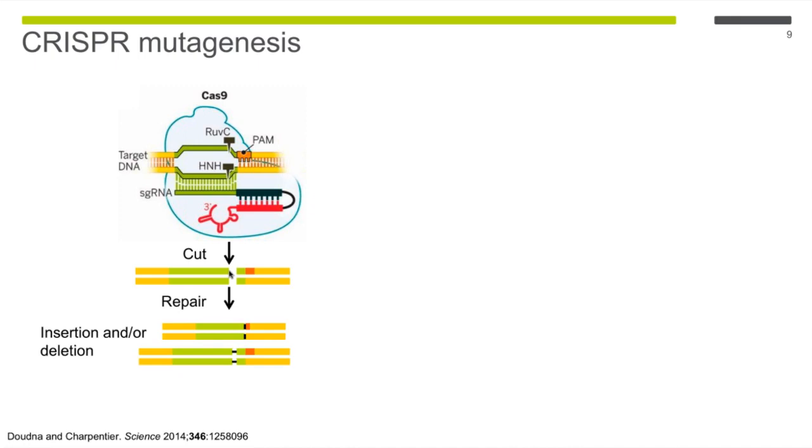This break is then repaired by the endogenous cellular DNA repair pathways, and in many cases, this will eventually result in small insertions or deletions at the target locus. So in this talk, we'll mostly be providing this Cas9 machinery in the following way.